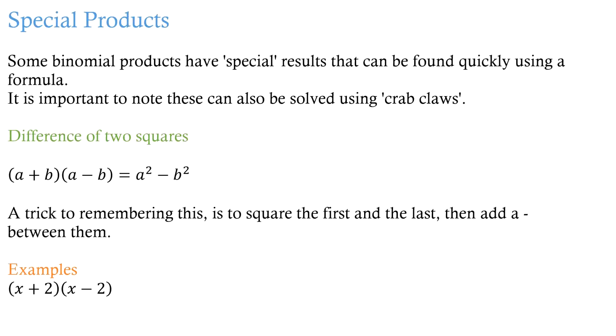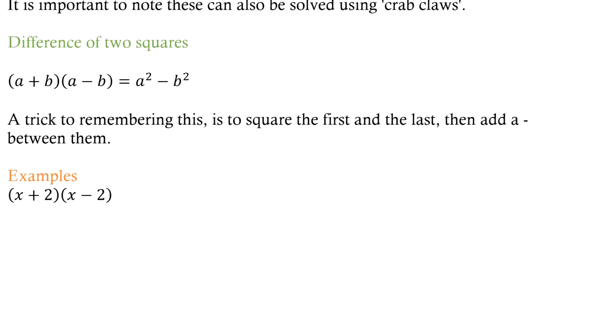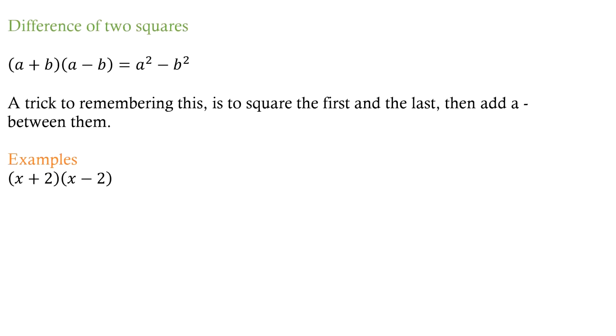The first one we're going to look at is the difference of two squares. We have a plus b in one bracket, and in the other bracket we have a minus b. When you expand these, you get a squared minus b squared. The trick to remembering this is to square the first and the last term, and then add a negative in between. So if I do that here, I'm going to square my first term, square my last term to get the 4, and add a minus in the middle. So this is going to equal x squared minus 4. That's the quick way to remember it.